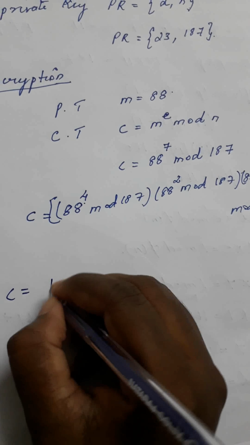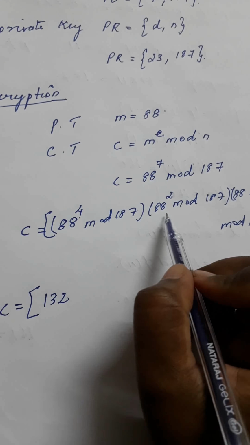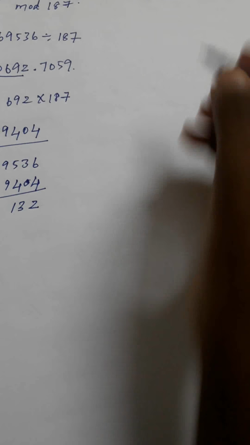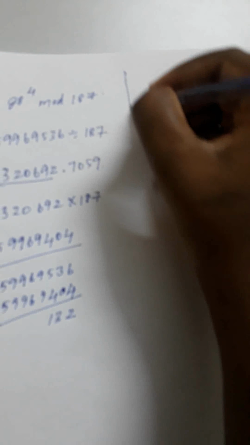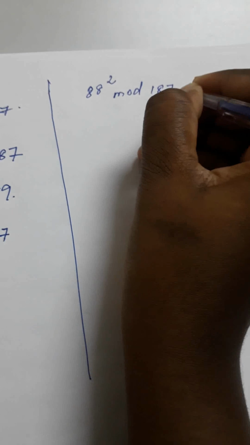Now the value of 88 to the power 4 mod 187 is 132. Now we'll move to the calculation of the next, 88 square mod 187.